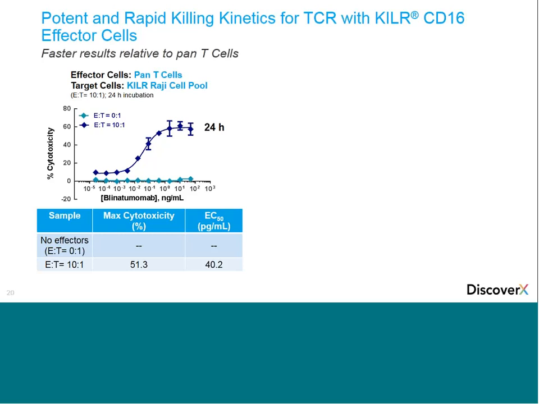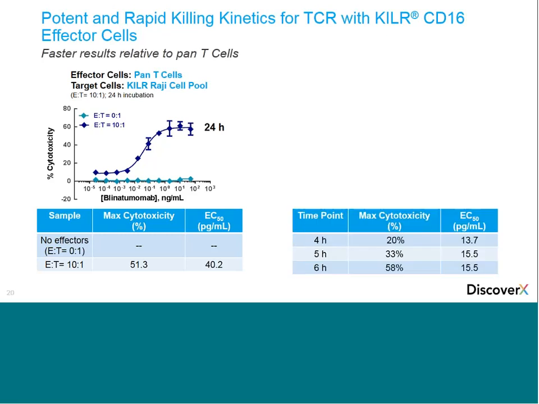So the data shown here are the kinetics with pan-T cells. And what you can see is in the absence of effectors, we see no killing of the cells. But when you introduce the effectors at a ratio of 10:1 and incubate for 24 hours, you see a robust dose-dependent killing of our KILR Raji cells, which are positive for CD19.